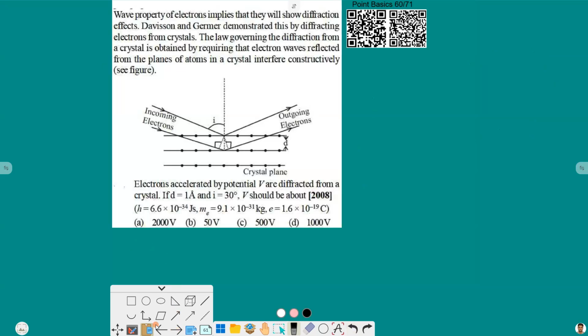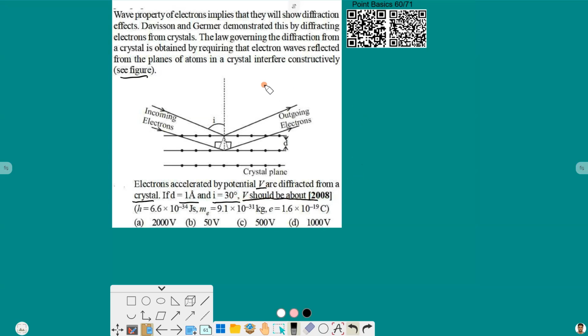In the next one, wave property of electron implies that they will show diffraction effects. Davisson and Germer demonstrated this by diffraction of electrons from a crystal. The law governing the diffraction from the crystal is obtained by requiring the electron waves reflected from the planes of atoms in a crystal to interfere constructively. See figure. Electrons accelerated by potential V are diffracted from a crystal. If d is 1 angstrom and angle of incidence is 30 degrees, V should be about.